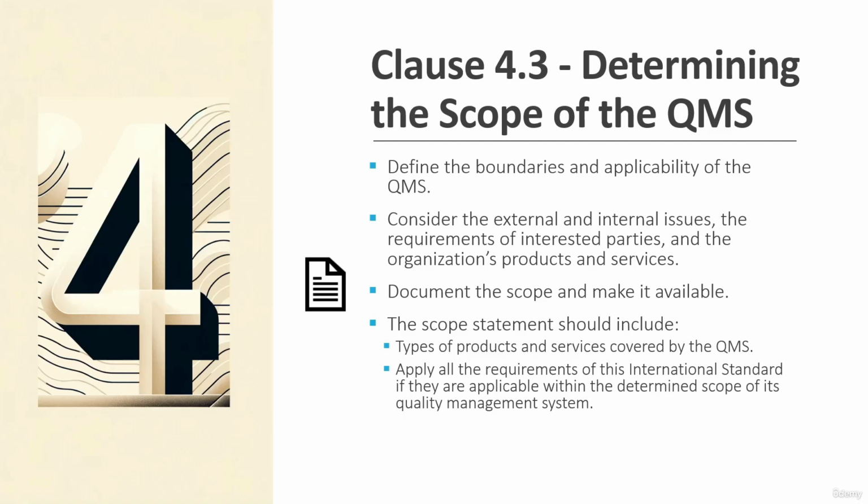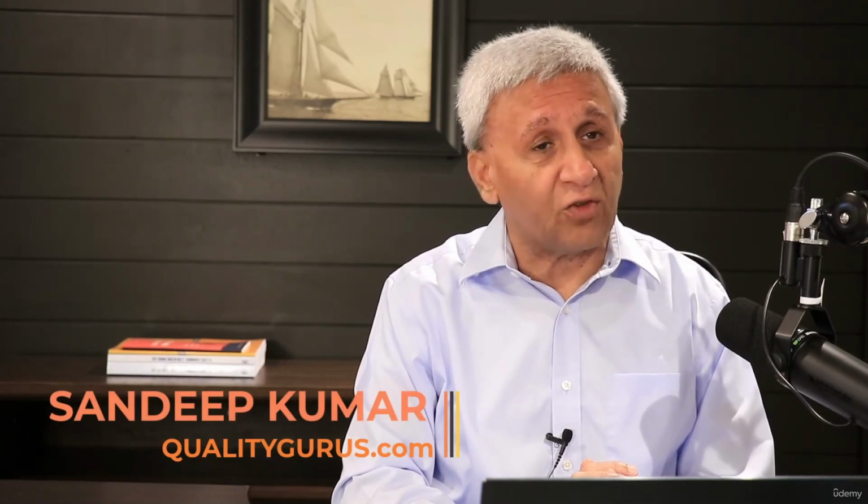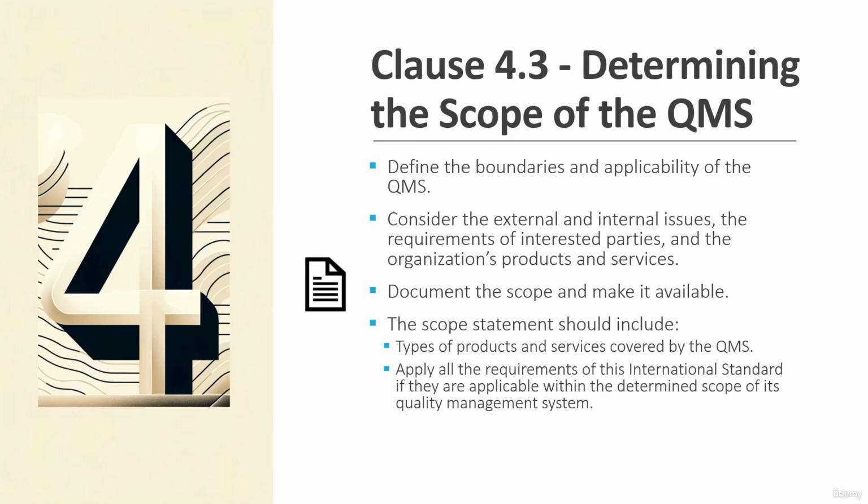Clause number 4.3 is determining the scope of the quality management system. What you have done earlier in 4.1 is you understood the context of the organization. In 4.2, you understood the needs and expectations of interested parties. Now you need to determine the scope of the quality management system. So here you want to define the boundaries and applicability of the quality management system. These are the areas which will be included in the QMS, and these are the areas which will be excluded from the QMS. And this you decide based on the internal and external issues which you have identified as a part of the context of the organization, and also the needs and expectations of the interested parties. So based on that, you define the scope of the quality management system.